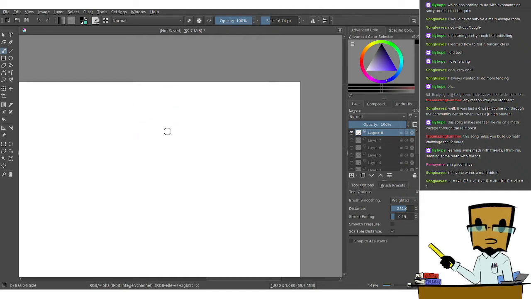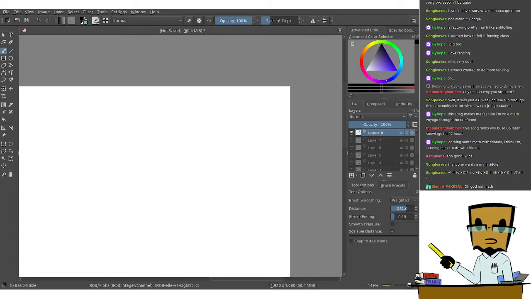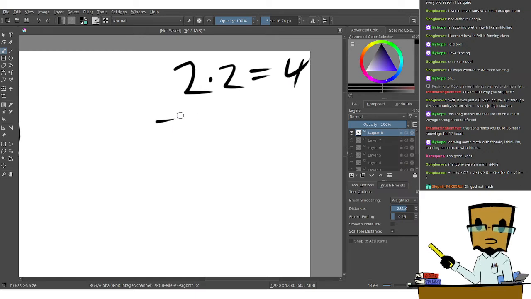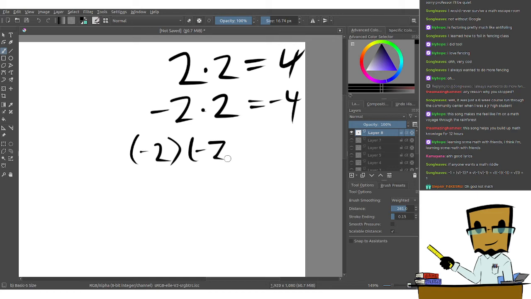So, as you know, a positive number times a positive number equals a positive number. A negative times a positive equals a negative number. And if you go a little bit further, a negative times a negative equals a positive.